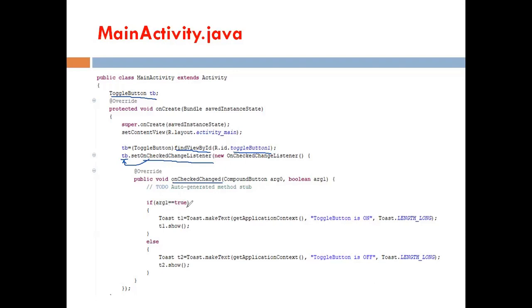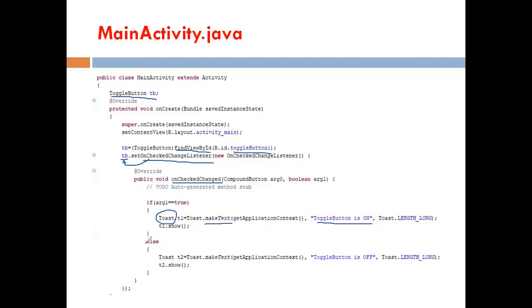If it returns true, then we are going to print one message on the screen, Toggle button is on, using toast. So here we are creating a toast. Toast T1 is equal to Toast.makeText. How to create a toast using makeText method. Three arguments we are passing. First is context object, second is message, and third is a duration.